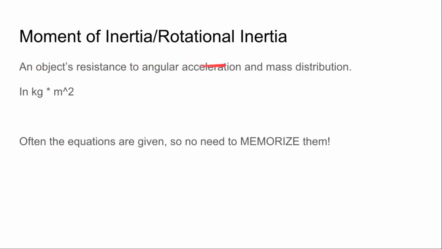So what is moment of inertia or rotational inertia? This is an object's resistance to angular acceleration and pretty much the mass distribution based around its axis of rotation. So this is what we measure in kilogram meters squared. And these equations are often given to you, so there's no need to memorize them.